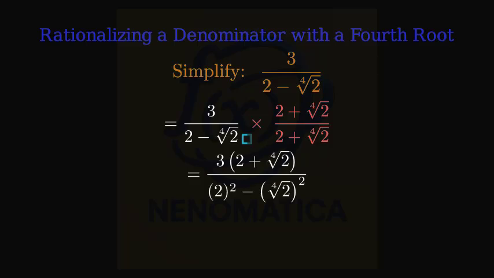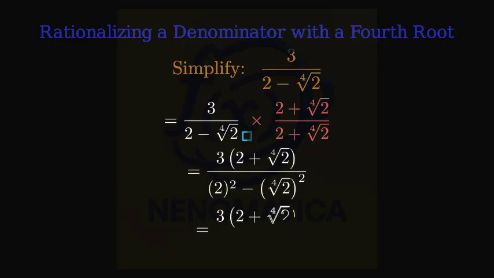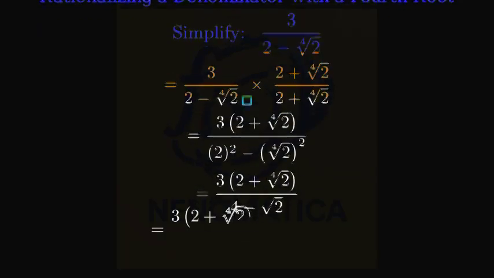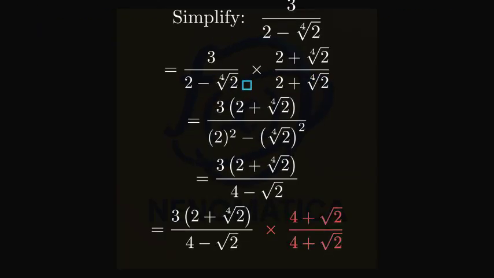Step 2. Use the difference of squares. The denominator becomes 2 squared minus the fourth root of 2 squared. Step 3. Simplify powers. 2 squared is 4, and the square of the fourth root of 2 is the square root of 2. So the denominator is 4 minus square root of 2. Step 4. The denominator still has a square root. Multiply by the second conjugate, 4 plus square root of 2.